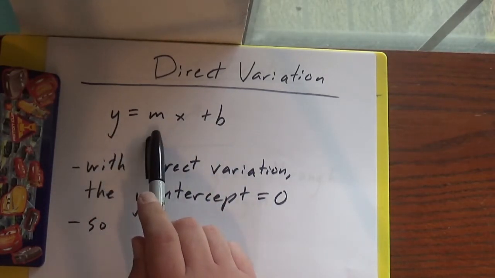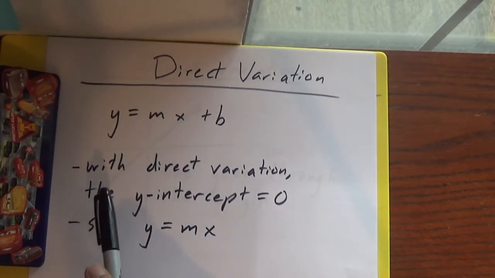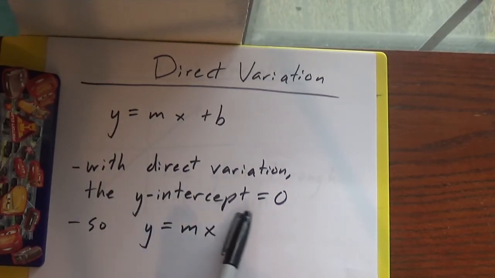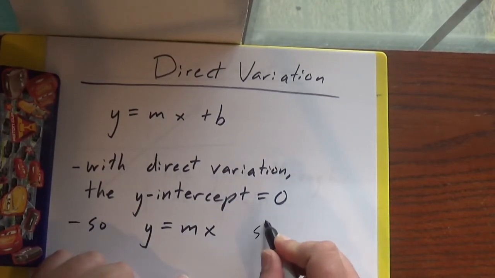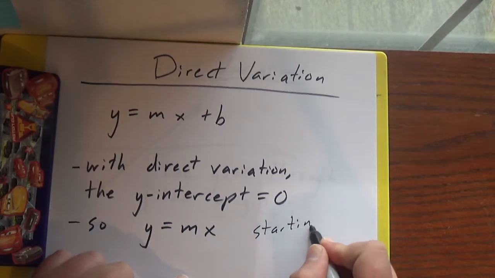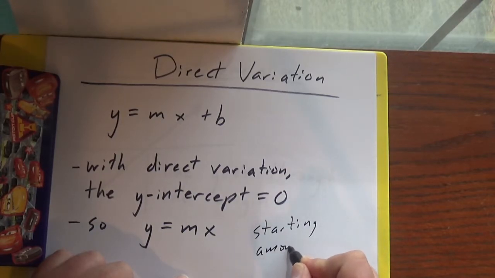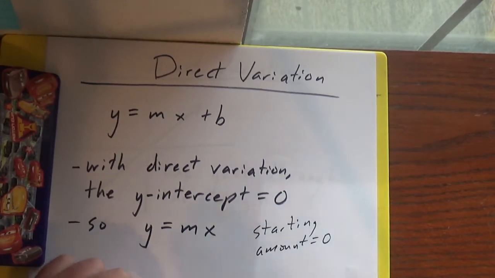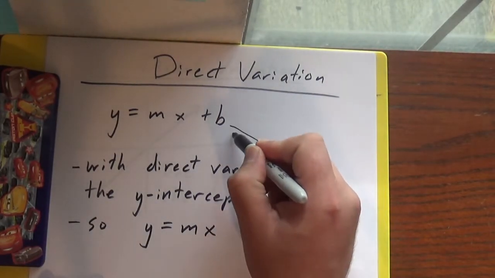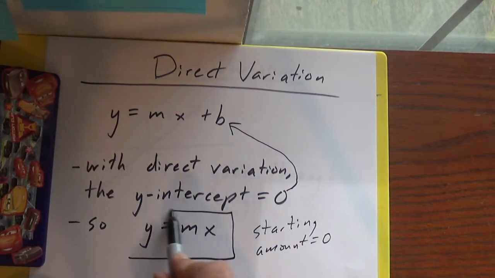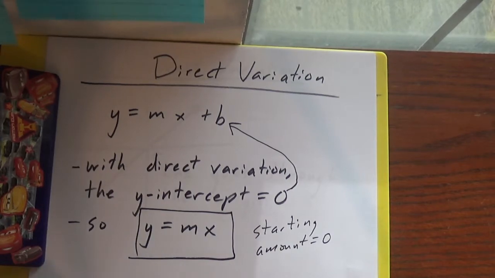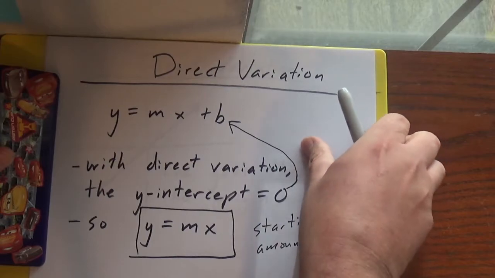slope-intercept equation, y equals mx plus b. In direct variation, it means the y-intercept is 0. In a word problem, that means your starting amount is 0. And since this is 0, that means our equation becomes this: y equals mx. B is 0, adding 0 doesn't change it, so we don't even need to write it.